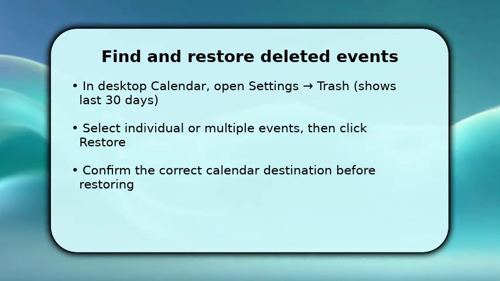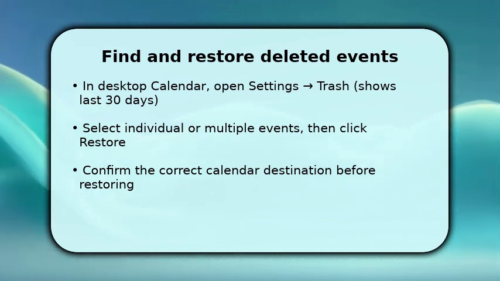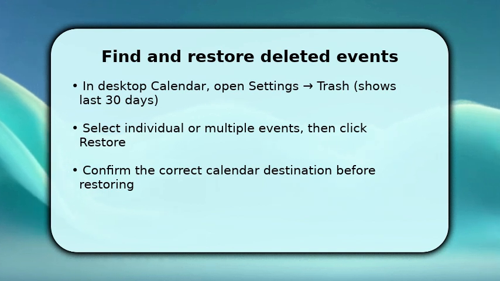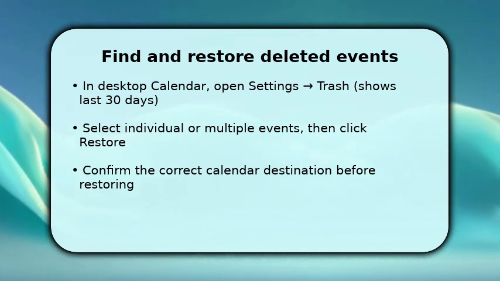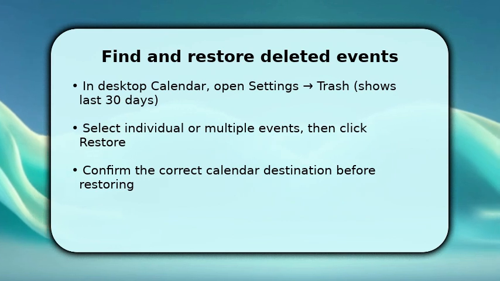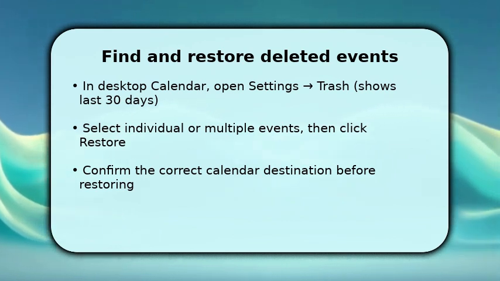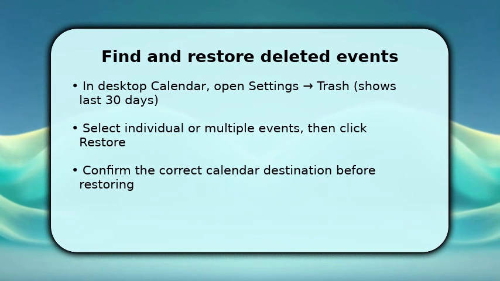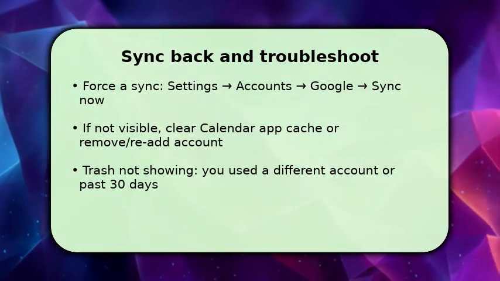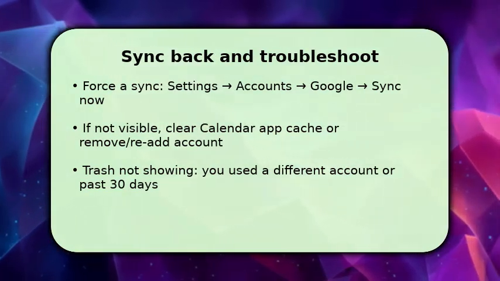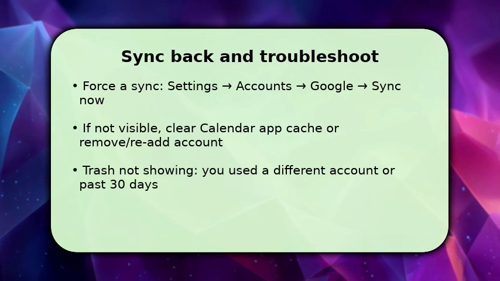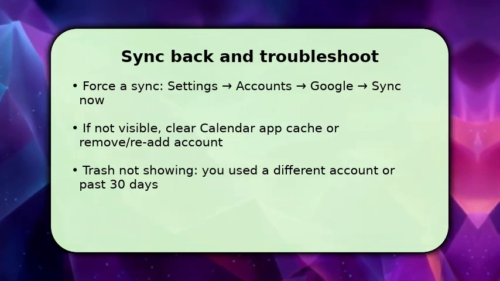Make sure you set the correct destination calendar if prompted, because events restored to a different calendar won't appear where you expect. This web-only restore moves events back into your Google Calendar account, which pushes them to devices that are synced. After restoring on the web, return to your Android and force a sync. Settings > Accounts > Google > Sync now, or toggle Calendar sync off and on.